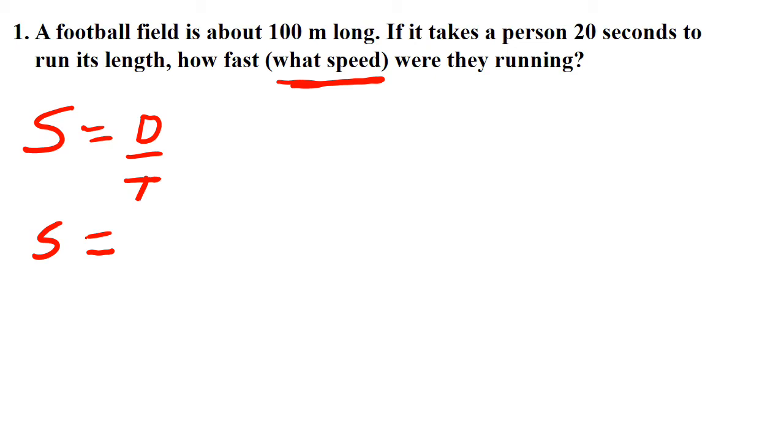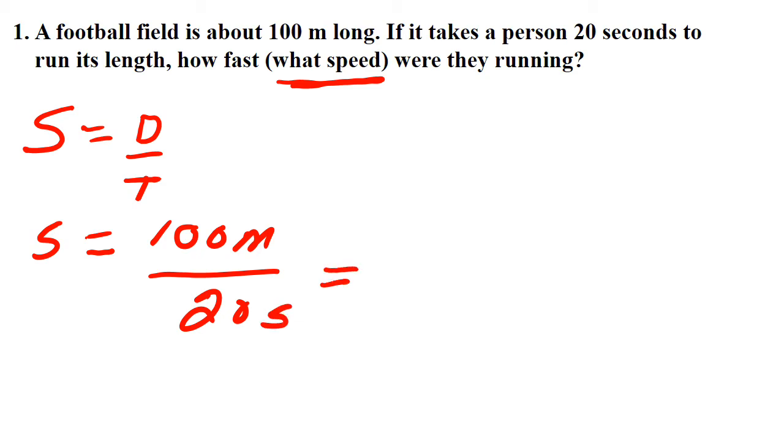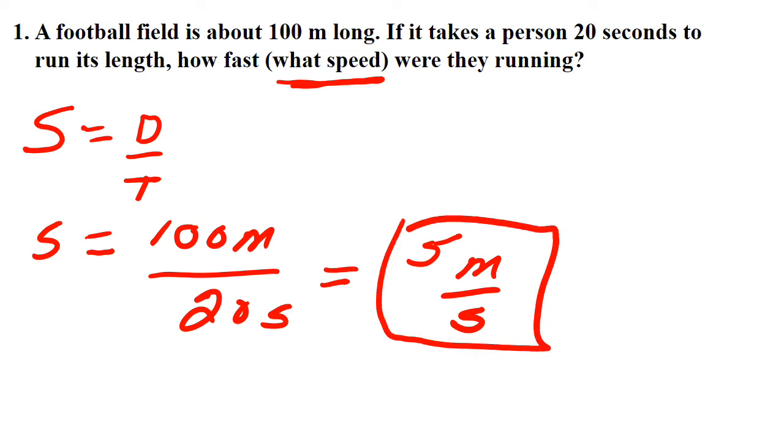And so the distance is 100 meters. Time is 20 seconds. Run that through your calculator. 100 divided by 20 is 5. The units you have here are meters per second. And of course, we put a box around it.